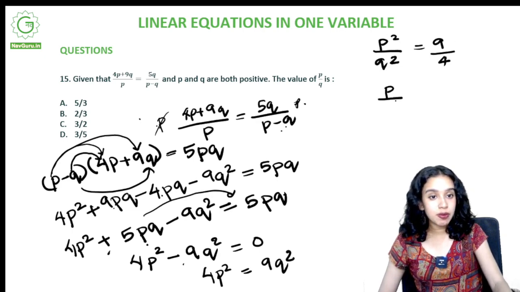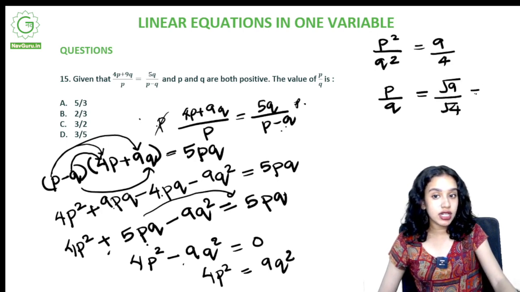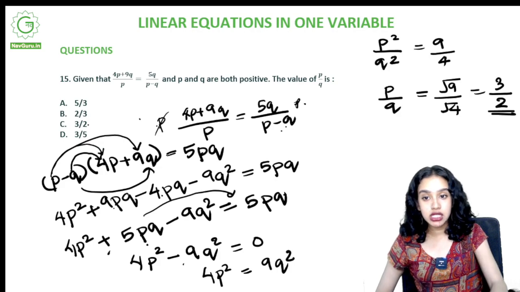So what is p by q? P by q is root 9 by root 4. And what is root 9? It's 3, and root 4 is 2. So the value of p by q is 3 by 2.